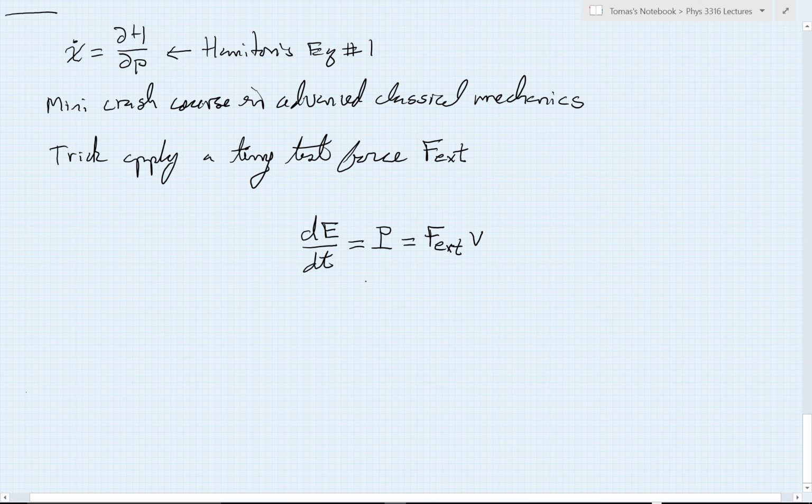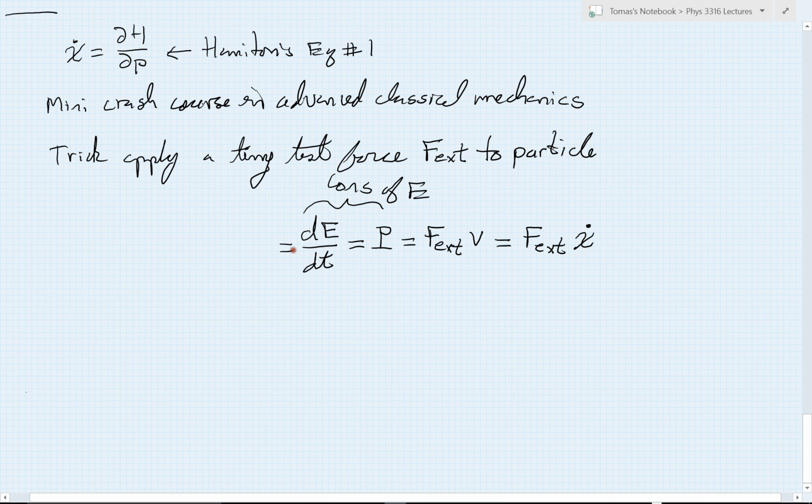But I'm going to apply this tiny test force to my particle. And when I apply it to my particle, the velocity of the contact point is just moving along with the particle, and that particle is moving along with a speed which we can get from the trajectory. It's just the x dot from the trajectory. So far, I've just applied conservation of energy, and I've learned something interesting about the energy my external force is pumping into my particle as it follows its trajectory. Now, let's connect this to the Hamiltonian.